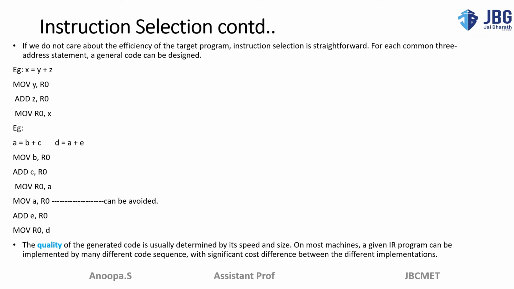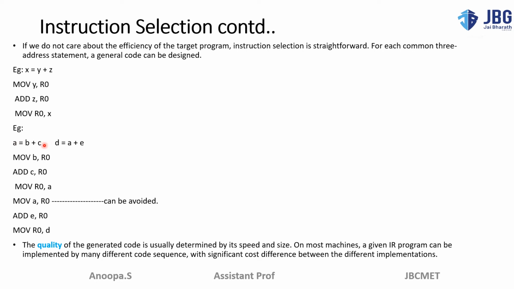For example, for each three address statement, a general code can be designed. Take x = y + z. In order to perform this, first I am moving the value of y to register R0. Then I am adding the value of z to R0. So in effect, I will get y plus z. Then again, I am moving the result stored in R0 to the variable x. So these three statements are executed when I am executing this code, right?